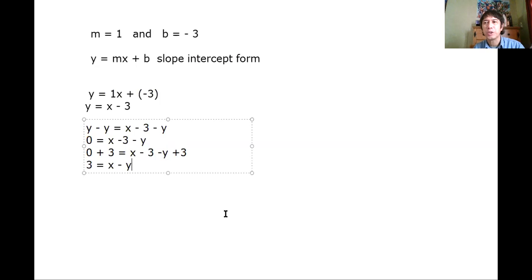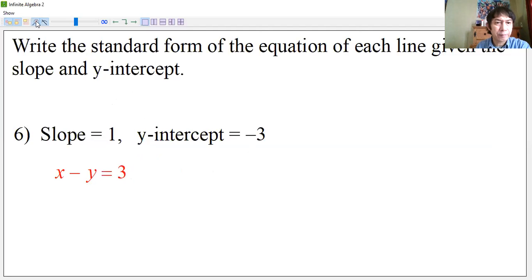And now we will just exchange positions here. Left side is x minus y. And we have that +3. So we have the answer now. And this is what you call the standard form. There. x minus y equals 3. That's our answer. And we shall verify the answer on the other side. x minus y equals 3. Is that the answer? Yes. x minus y equals 3 is the answer.